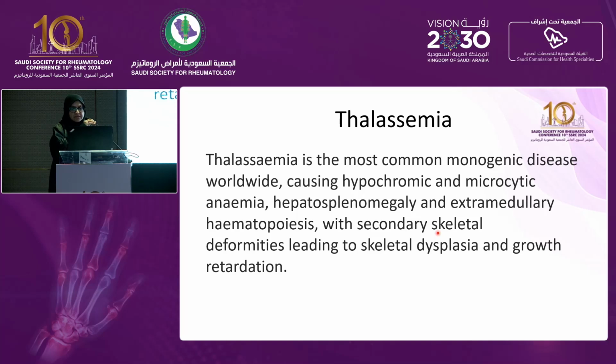Thalassemia is a second hereditary blood disease. It's the most common monogenic disease worldwide. It's causing hypochromic microcytic anemia, hepatosplenomegaly, extramedullary hematopoiesis with secondary skeletal deformities leading to skeletal dysplasia and growth retardation.